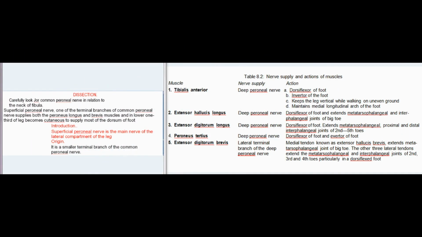Superficial peroneal nerve. Dissection. Carefully look for the common peroneal nerve in relation to the neck of fibula. Superficial peroneal nerve, one of the terminal branches of common peroneal nerve, supplies both the peroneus longus and brevis muscles, and in lower one-third of leg becomes cutaneous to supply most of the dorsum of foot. Introduction. Superficial peroneal nerve is the main nerve of the lateral compartment of the leg. Origin. It is a smaller terminal branch of the common peroneal nerve.